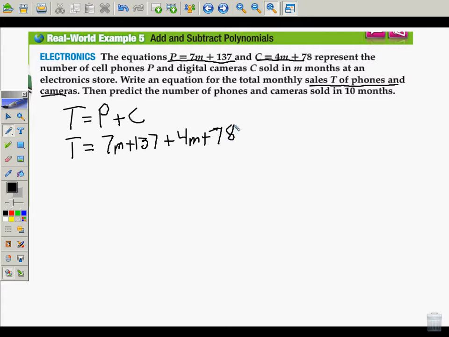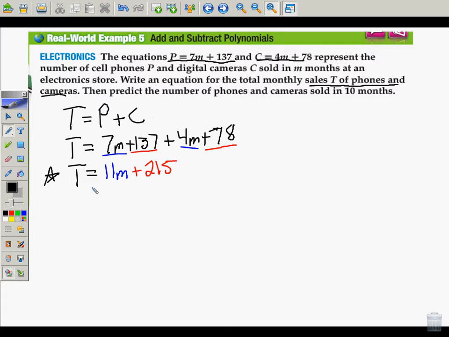All I did was I replaced P with what I knew it was, C with what I knew it was, to get my equation for the total. And when I combine my like terms, you can see I'm going to combine 7m and 4m and get 11m, and then I'm also going to combine positive 137 with positive 78 and get positive 215. So now I have my equation for the total amount of phones plus cameras sold. We just add the equations for phones plus cameras to get that.